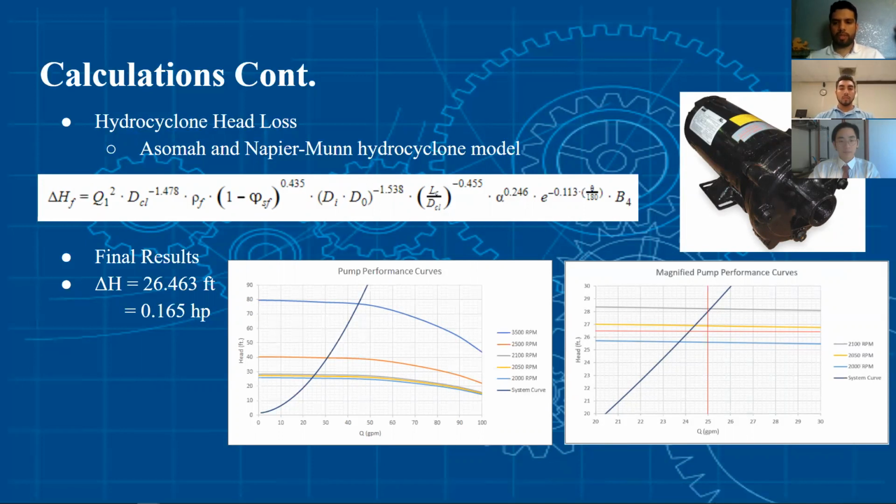We had to make sure that we stayed to the right of our system curves where they would intersect the different curves from different speeds, because this would assure that our system was stable. The graph on the right shows a magnified region of what was important to us. From it, we conclude that we must run our pump at a speed of about 2,050 RPM.